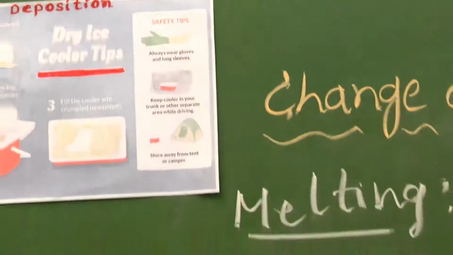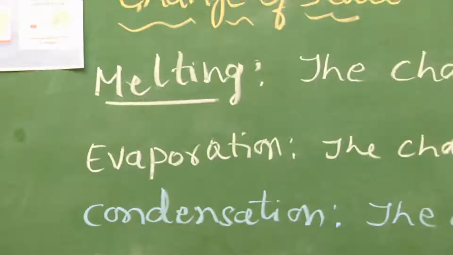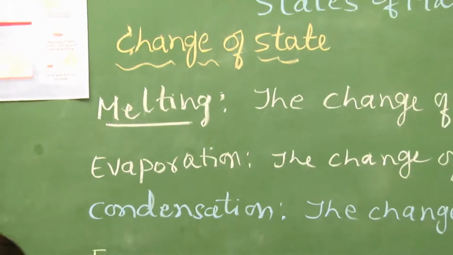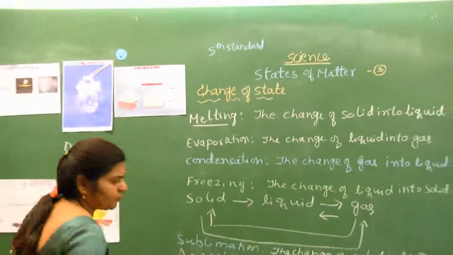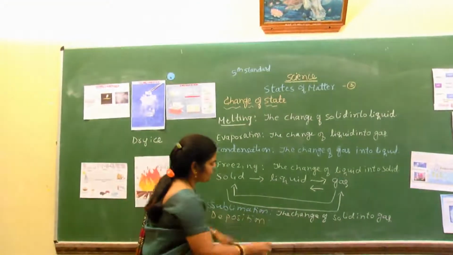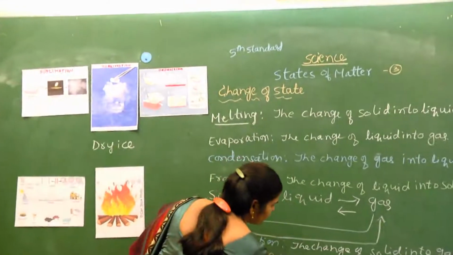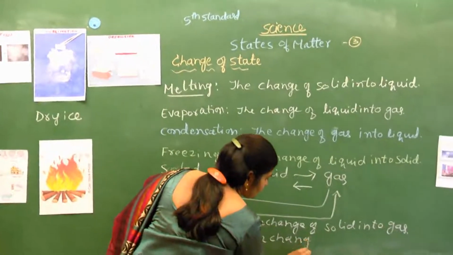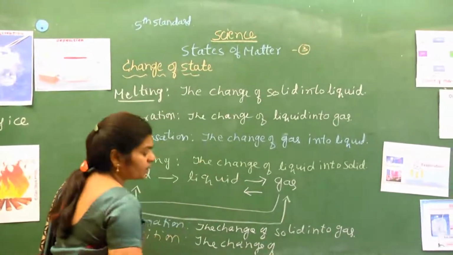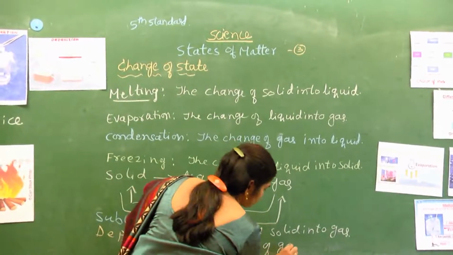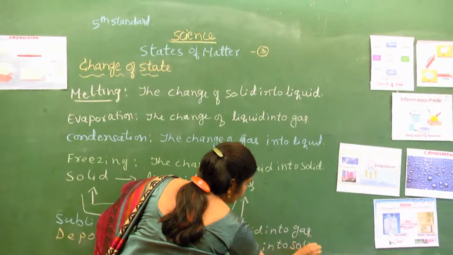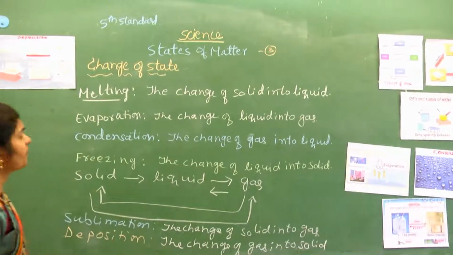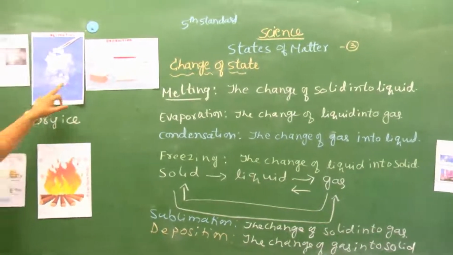Then the opposite of sublimation is called deposition. What is deposition? Here we consider the change of gas into solid. An example for that is dry ice.